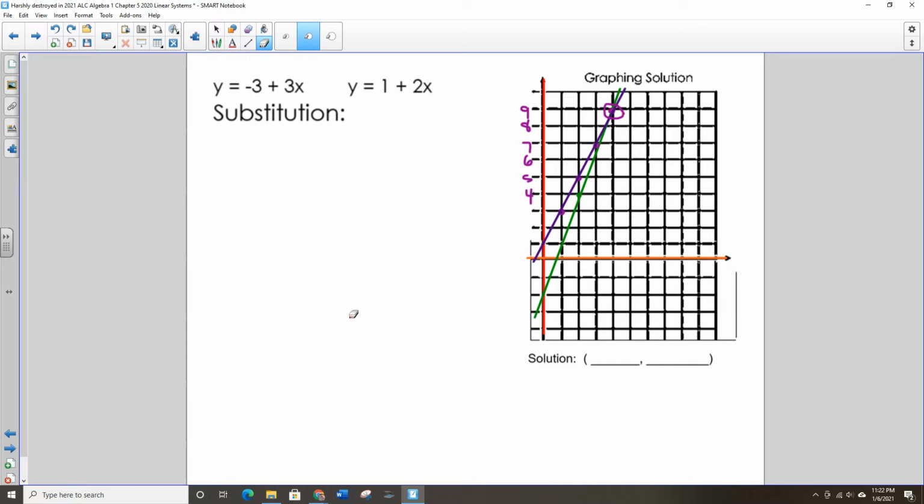So you're not always going to have a piece of graph paper just hanging around. And honestly, when you're graphing, sometimes it can be really frustrating. And numbers aren't always nice. They're not always pretty, but you can find the solutions using algebra.